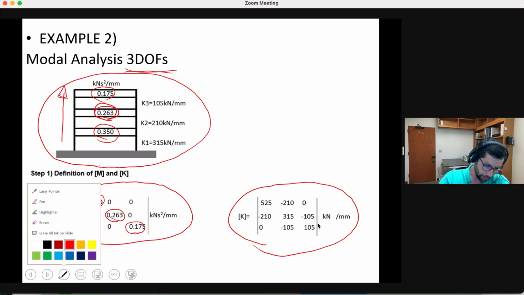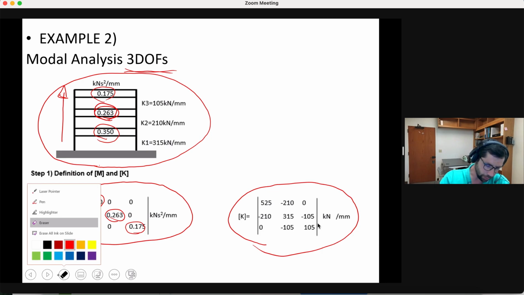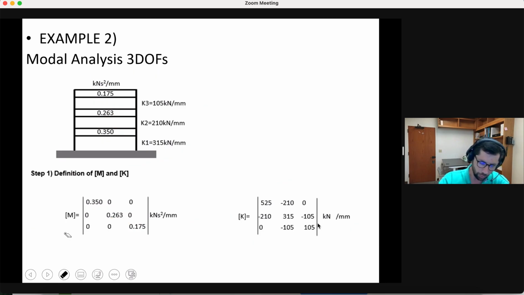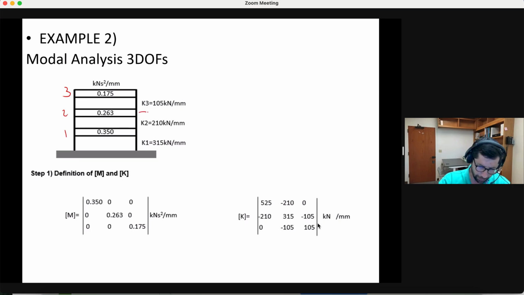When it comes to the stiffness matrix, it must be obtained following the same procedure that we've seen before. So what is the procedure that we've seen before? Imagine that I need to obtain the second column of this matrix. This is level 1, this is level 2, this is level 3. What I need to do is to apply a unit displacement at this level and restrain the other levels with pins. Therefore, the deformed shape of the structure will be now the following, okay?